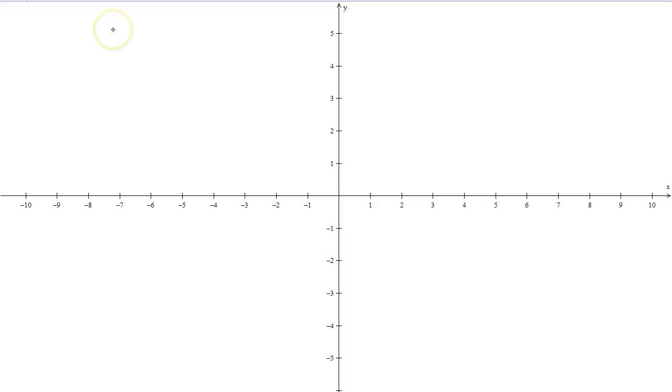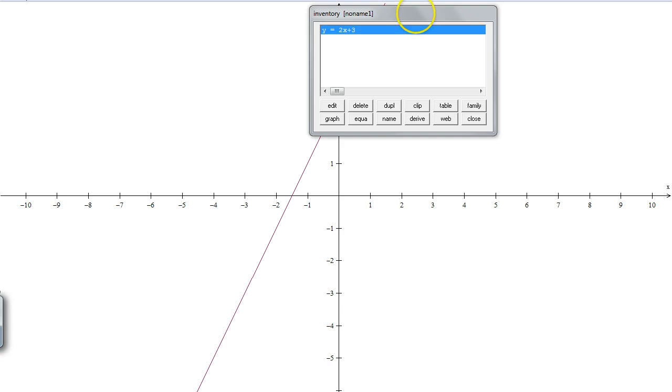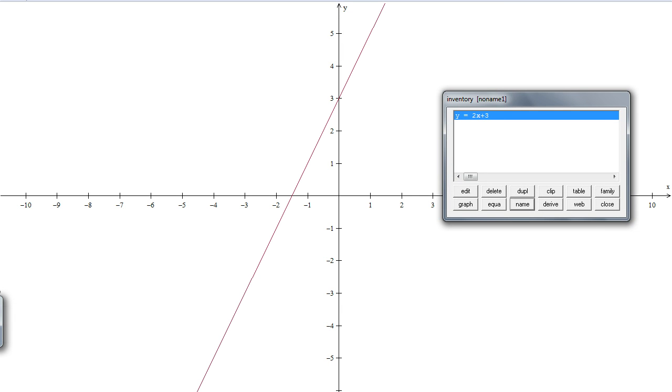So I want to show you something here. What I want to do is plot some lines. Let me do this equation; it allows me to put in an equation. It already has y equals, because it says y equals f of x, right? You see that? I'm going to plot in 2x plus 3. Do you see my line right there?